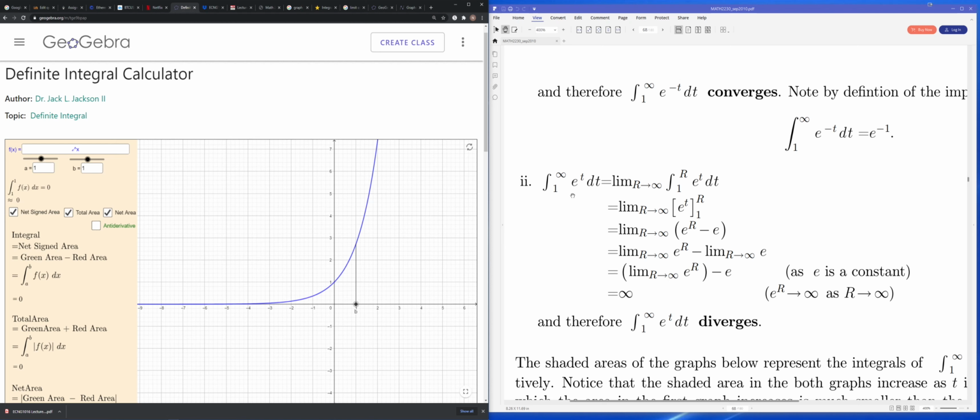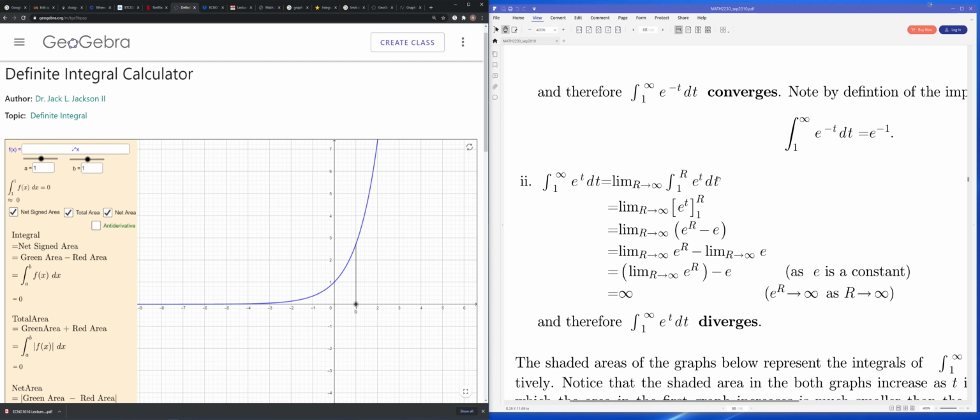So this improper integral, you do not get a finite value, and because you do not get a finite value, this improper integral is said to diverge. And again, we can get an idea as to why we have the divergence.